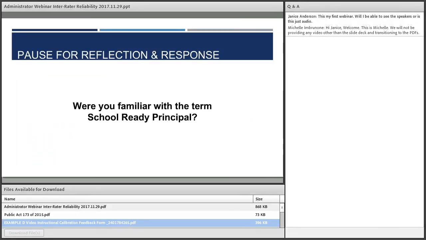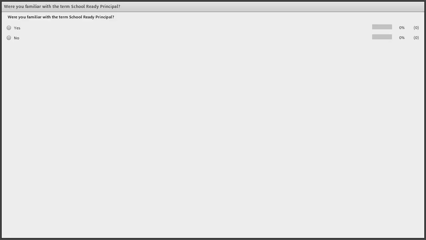So, as we talk about that idea of the school-ready principal, the person that's ready to engage others, ready to serve the school community, and ready to work outside the school campus to create opportunities to improve programming for students, combining instructional leadership, capacity building in others, and transformational leadership, thinking about those ideas as an instructional leader and a principal, how familiar are you with the term school-ready principal? Here's our first poll question. Go ahead and respond. Are you familiar with the term school-ready principal?